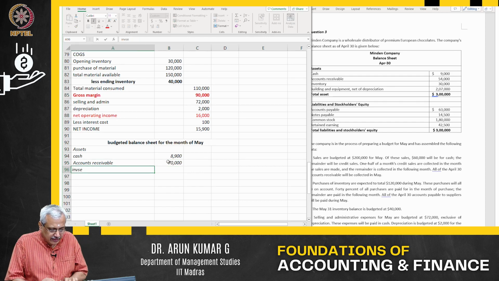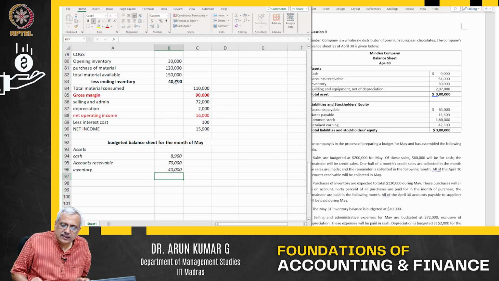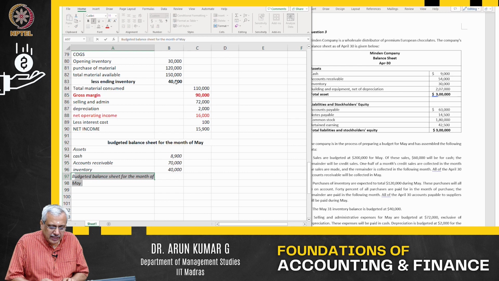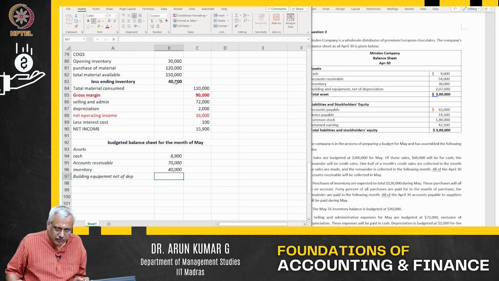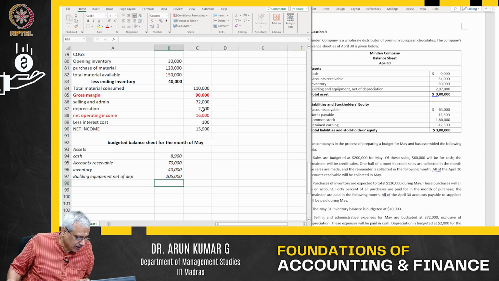Next, inventory. Ending inventory, we did look at it here. This is the ending inventory. Next, building, equipment, net of depreciation. What is the value of building equipment? 2,07,000 was the value of building equipment. What is the depreciation for the month? Depreciation for the month is here. So what happens? It's 2,05,000 in this particular case.